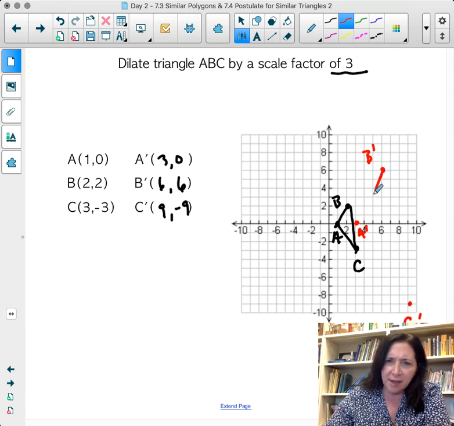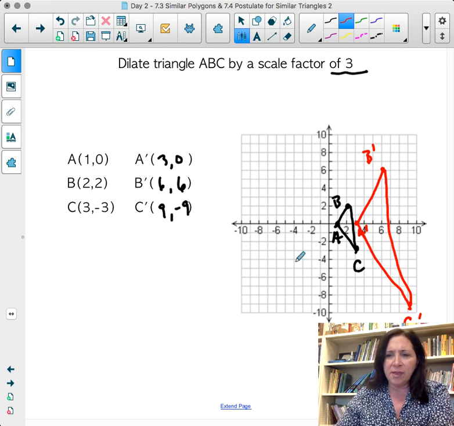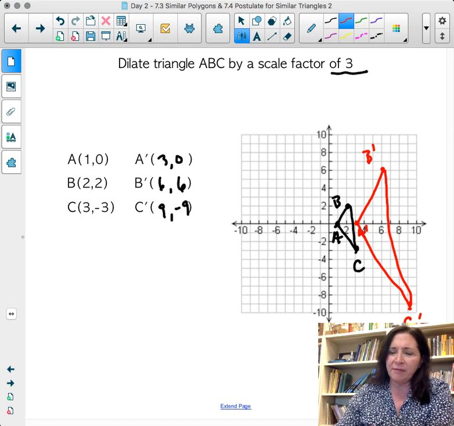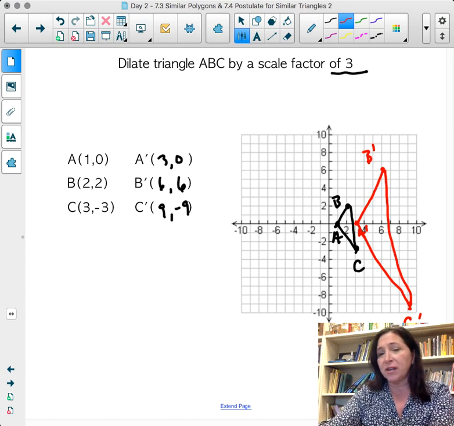And so if we connect the endpoints and the vertices, here you go, then what you have is a dilation. So what that means is it expanded by a factor of 3. We call that a scale factor.